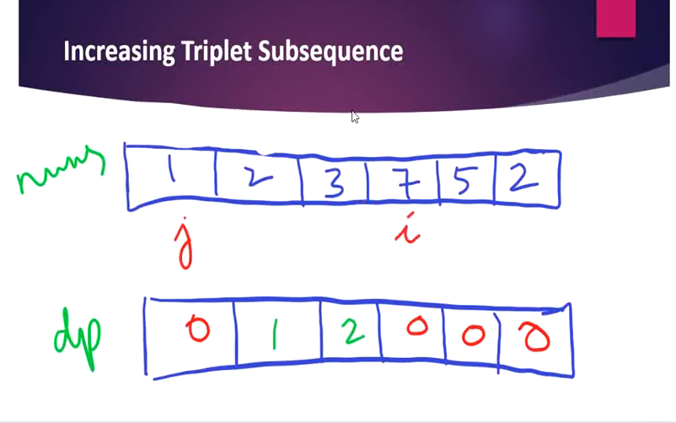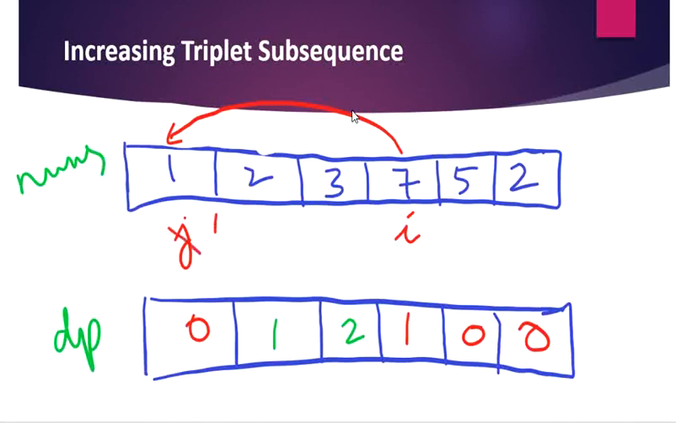Now we have our pointer I at 7 and j at 0. We are going to compare whether 7 is greater than 1. Yes, it is. So from 0, that is the value of 1, we can add 1 to 7. So now we are updating our value of 7 to 1. Now we have 1 here. That is, we have some subsequence till 1. We can append 7 to that subsequence.